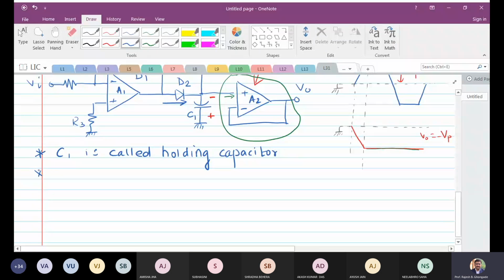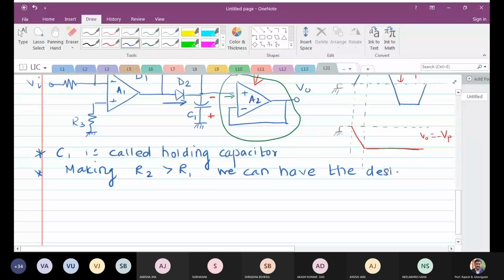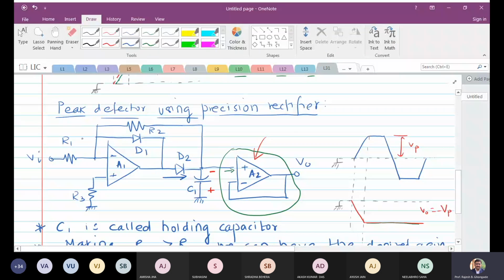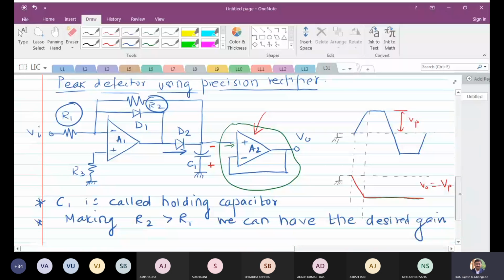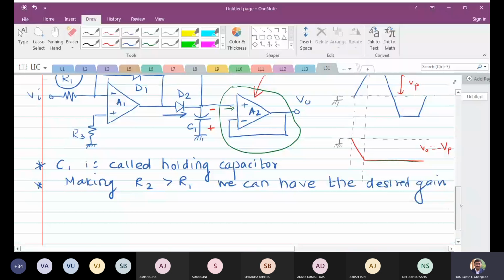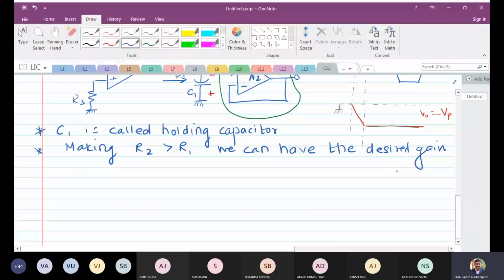Then, making R2 greater than R1, we can have the desired gain. So if I want a gain, I can simply manipulate the values of R1 and R2. Obviously, this is going to be an inverting amplifier like gain, so I can set the gain with R2 and R1. Remember that the output is inverted.